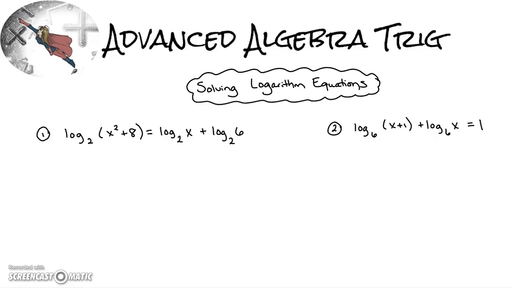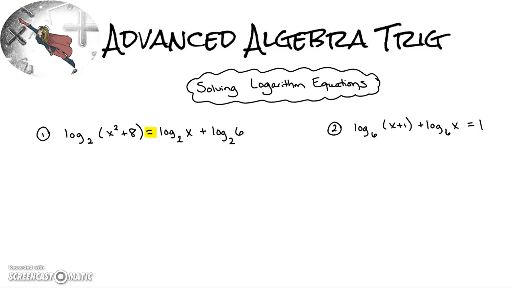Hello! Today I've picked out a few examples for solving logarithm equations. So let's get started. In this first problem, let's locate the equal sign. So there's that. Now, the thing is you cannot have more than one logarithm on each side.